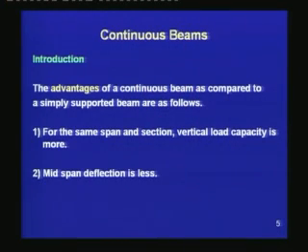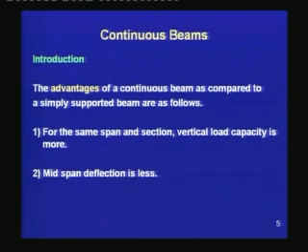That means, if I have the same span and the same section for a continuous beam and a corresponding simply supported beam, we will find that we can apply more vertical load for a continuous beam. Next, the mid-span deflection is less for a continuous beam as compared to a simply supported beam. Since there is restraint at the two ends, the deflection at the middle is reduced in a continuous beam.